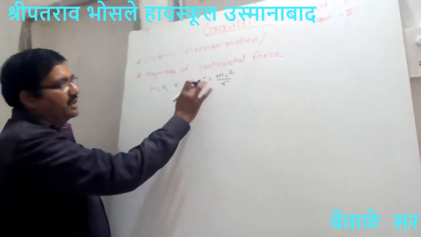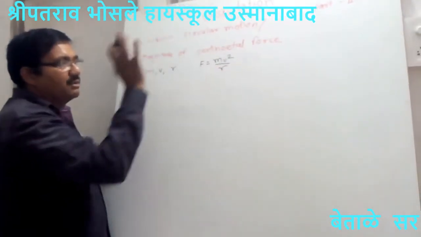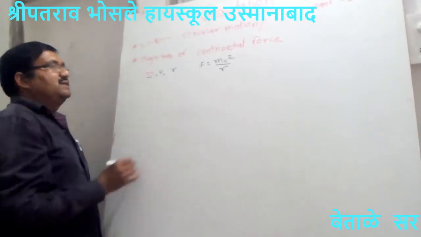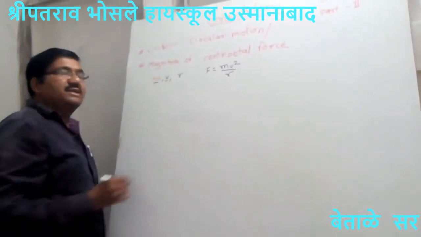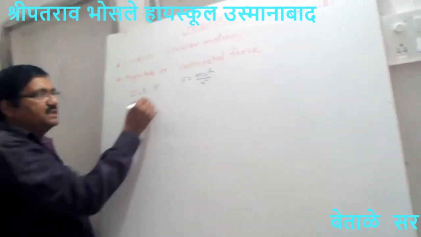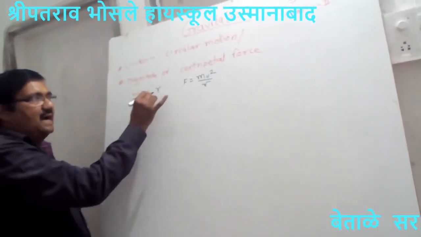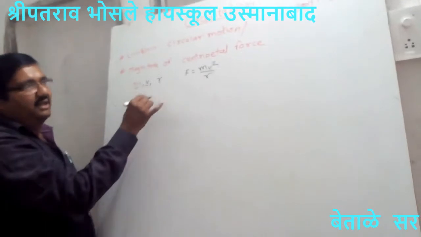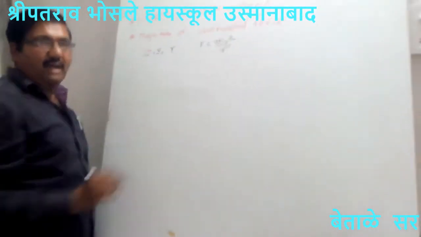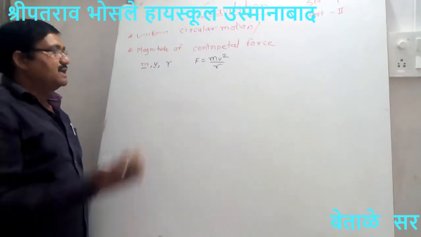F is equal to mv square upon r, where mass of that object is m, velocity of that object is v, and the distance between the center and that object is r, that is, this is the radius. At that time F is equal to mv square upon r. या ठिकाणी झाला centripetal force.